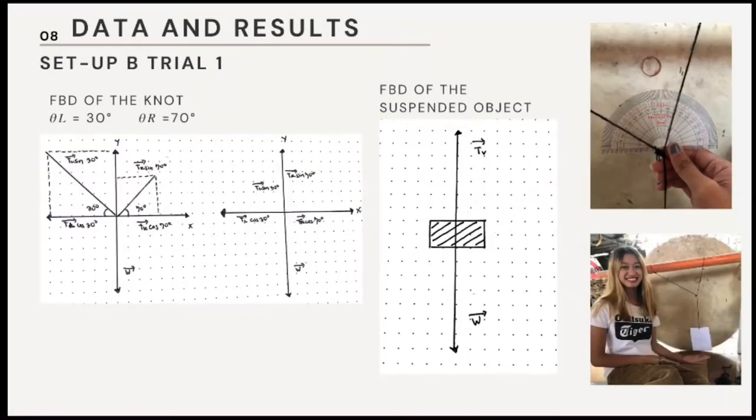For the setup B trial 1, we have the FBD of the knot. In this trial, the right angle is 70 degrees, while the left angle is 30 degrees. Because of this, for the X component, we have the left tension cos 30 and right tension cos 70. As for the Y component, we have the left tension sine 30 and right tension sine 70. In this slide, we can also see the FBD of the suspended object and how the experimentation was done.